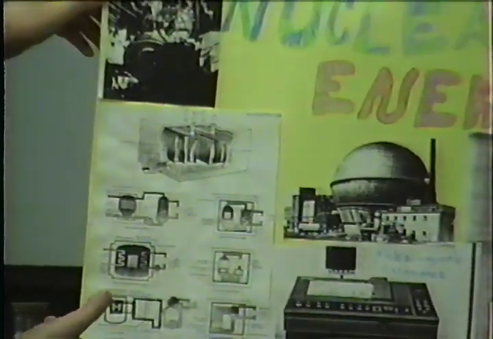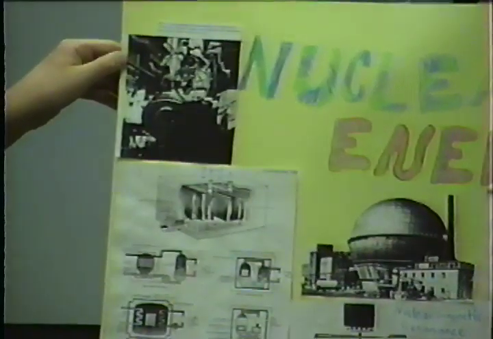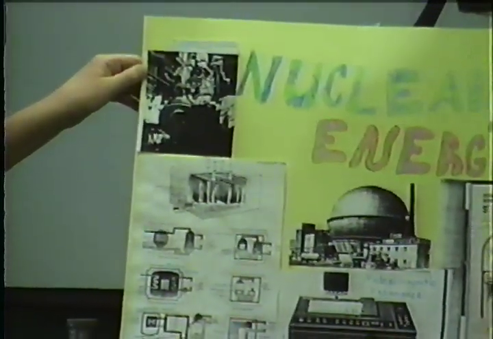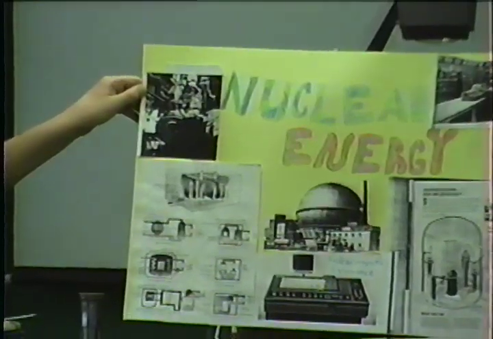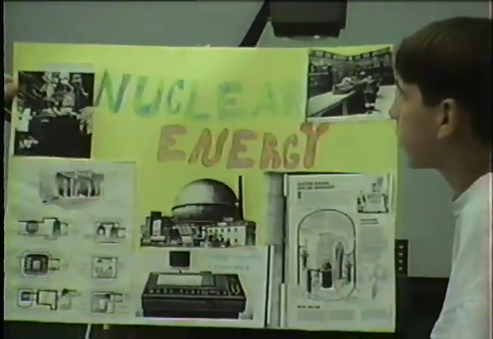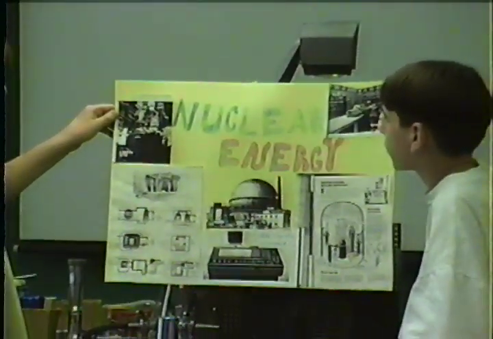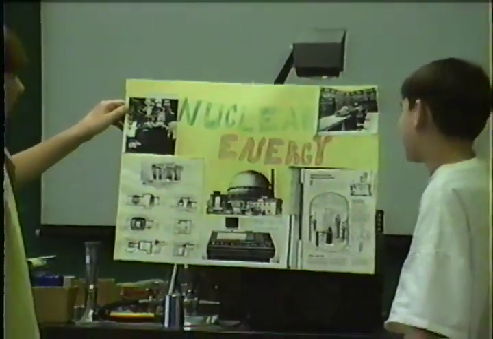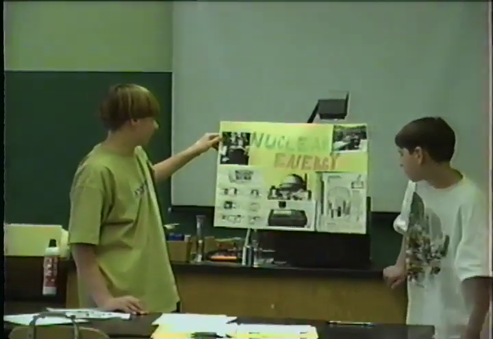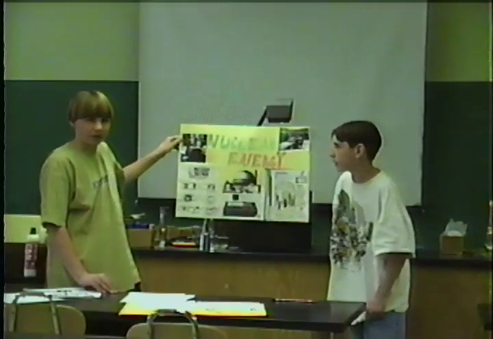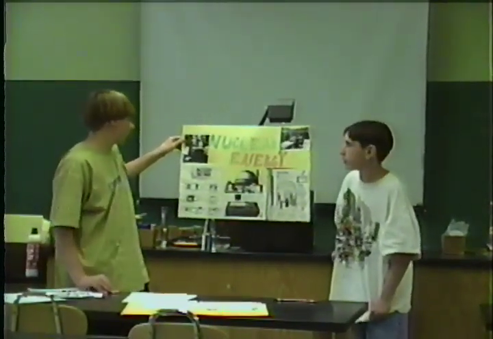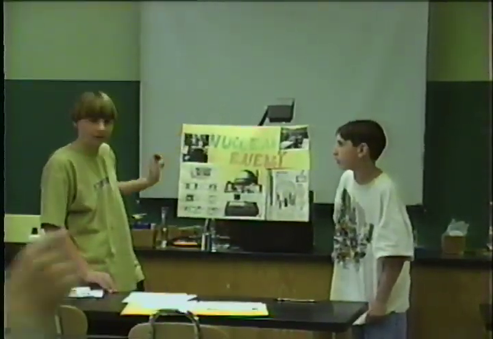And this is a handling flask for irradiated fuel for a Dragon reactor of Winfrith, England. It's an experimental high temperature reactor. It's graphite moderated, a graphite moderated reactor.